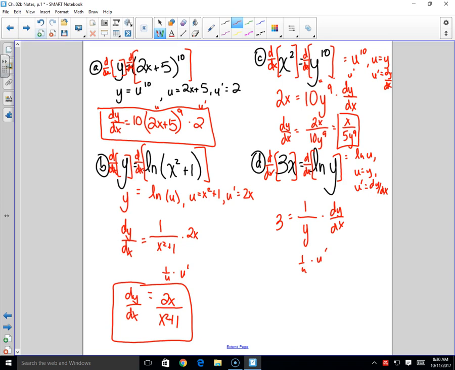But we have to get dy dx by itself. So how do we do that? Multiply both sides by y. So you could say dy dx is equal to 3y.